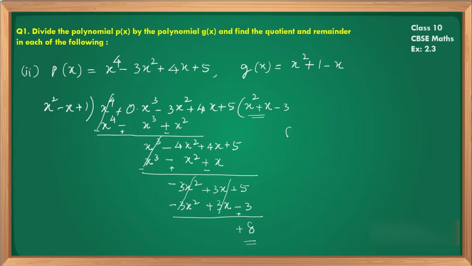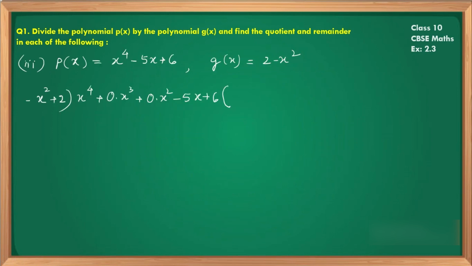So write down that quotient is equal to x square plus x minus 3, and remainder is equal to 8. So this is our answer. Now we move on to question 3, sub question 3, in the next page.